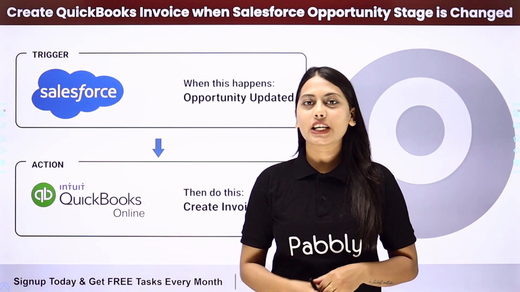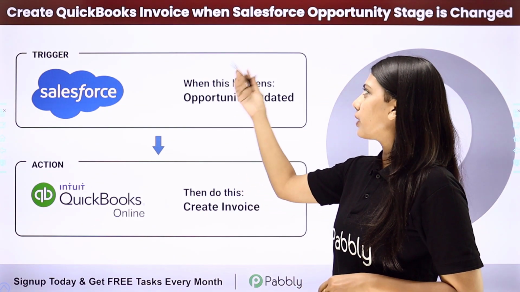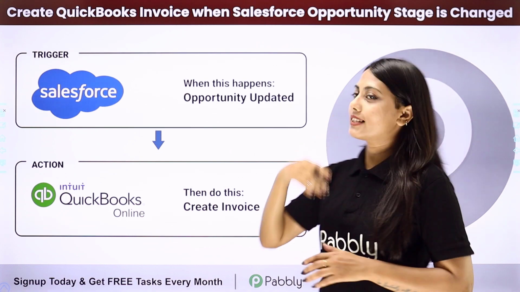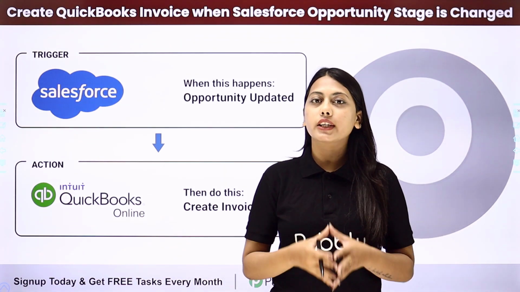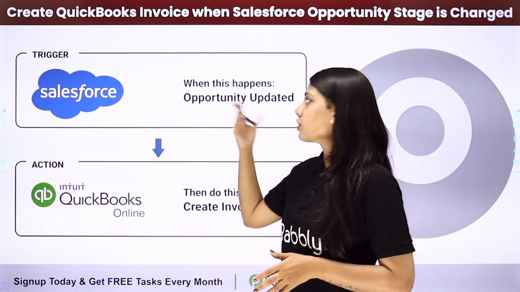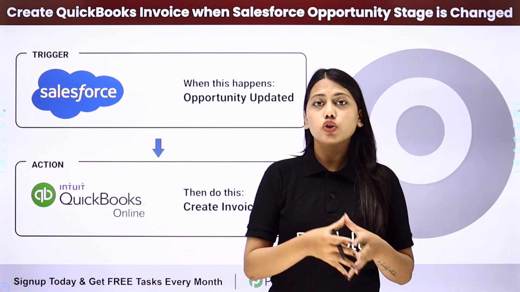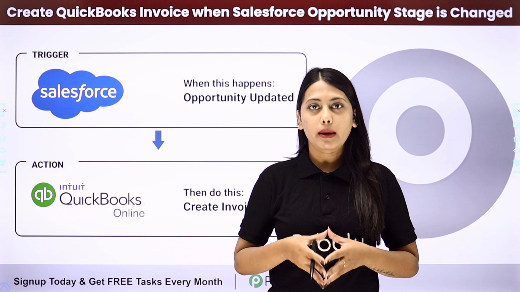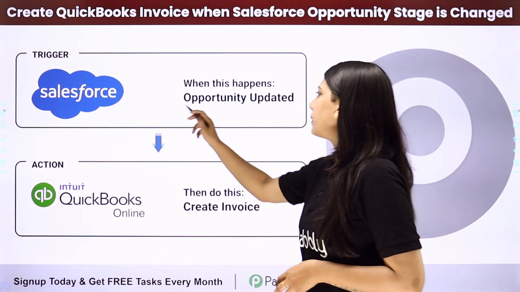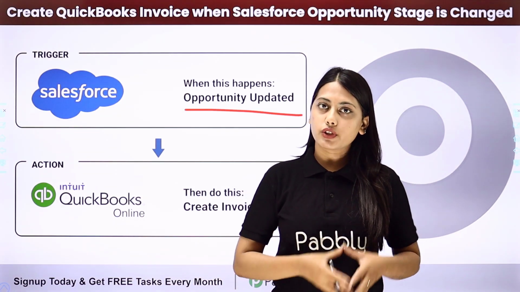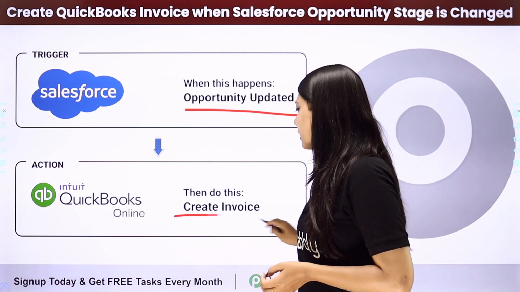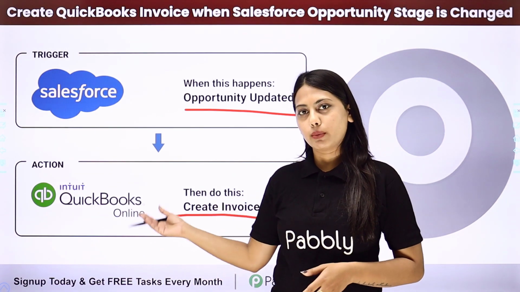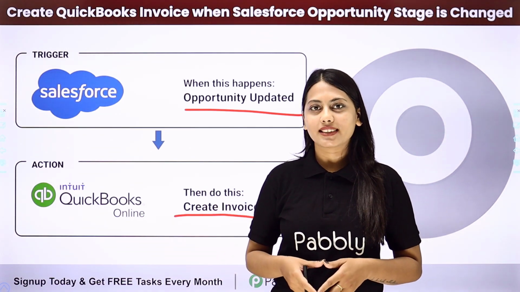Hello everyone, today we will learn how to create a QuickBooks invoice when a Salesforce opportunity stage is changed. Whenever you're creating an opportunity and the stage is changed in your opportunity, you may want to create an invoice for that. So we can create an automation with the help of Pabbly Connect where our trigger will be the opportunity updated in our Salesforce account and our action will be to create an invoice for that opportunity in your QuickBooks. Let us learn how to do it.